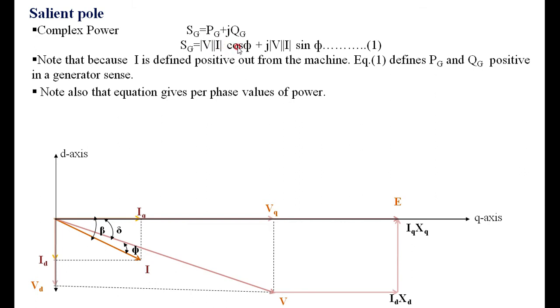How do we have to do that? That is, how do we derive the power angle equation for the salient pole machine?